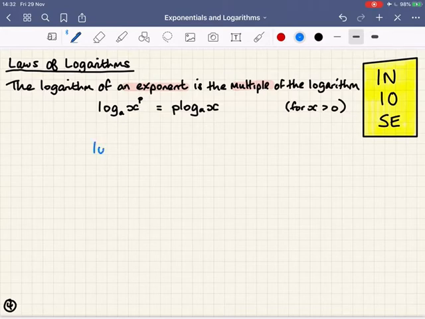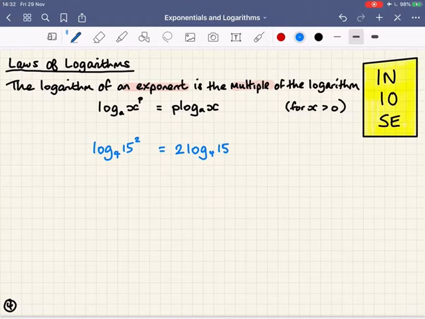So if I had log to base 4 of 15 squared, I can get rid of the exponent and bring it to the front of the log. So it's 2 log to base 4 of 15.